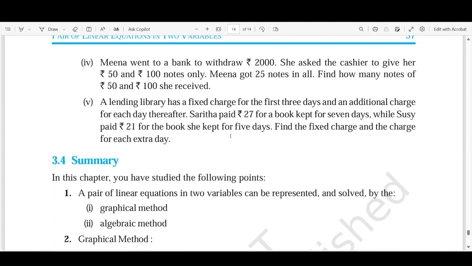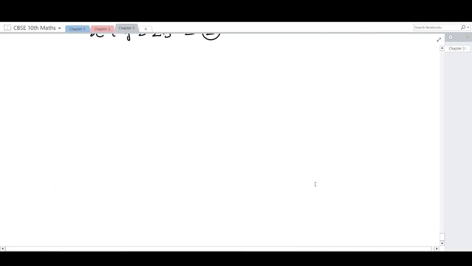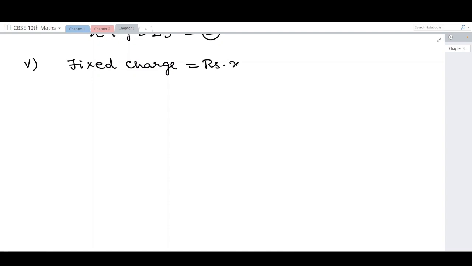For Sarita, for the first 3 days she will have only the fixed charge. In total she has kept the book for 7 days. So 4, 5, 6, 7, for the remaining 4 days she will have the additional charge. So let us take the fixed charge to be x rupees and the additional charge to be y rupees. So for Sarita, x plus 4y equal to 27, right?